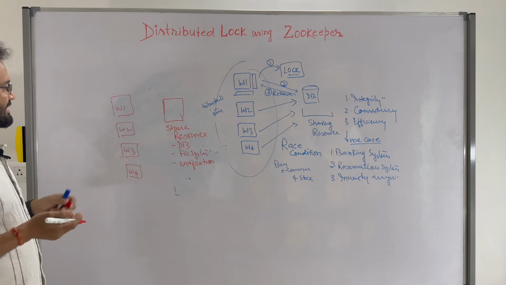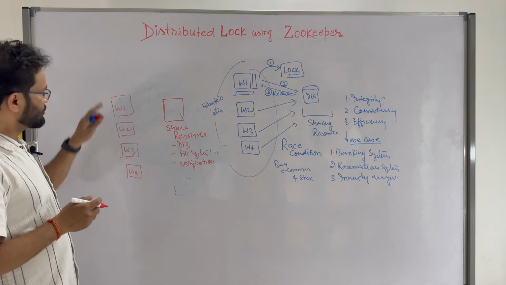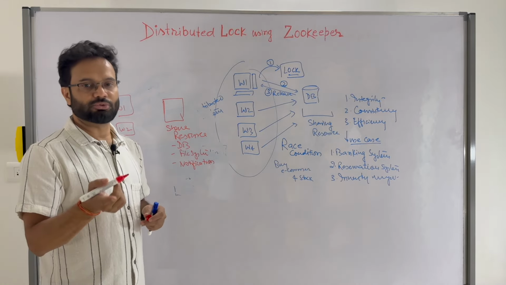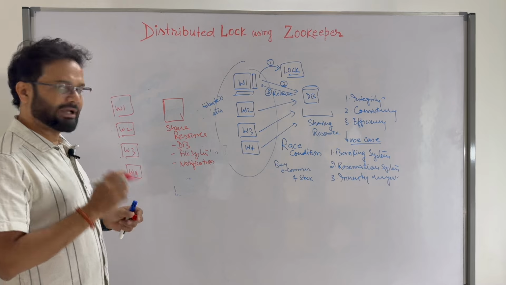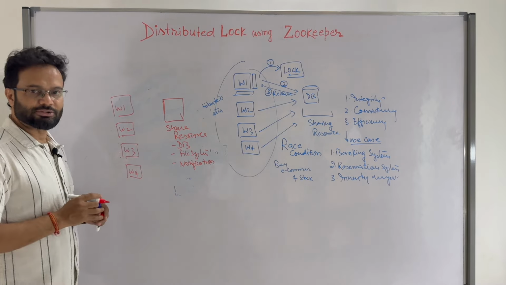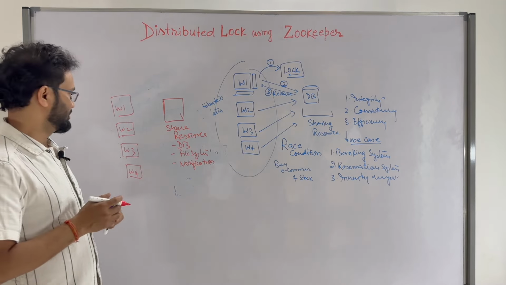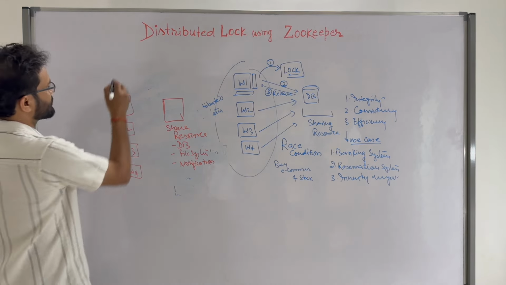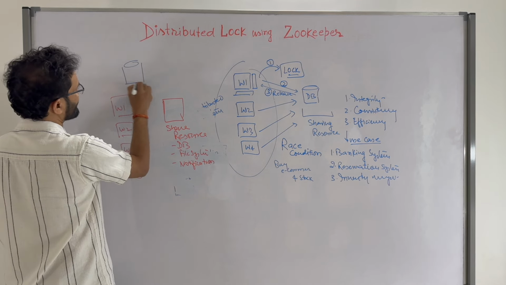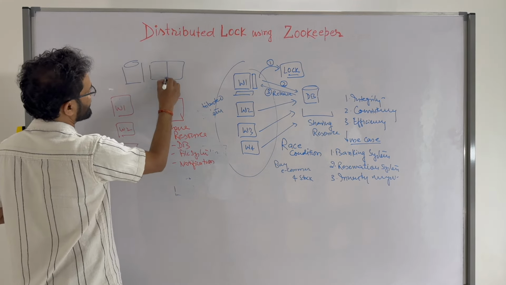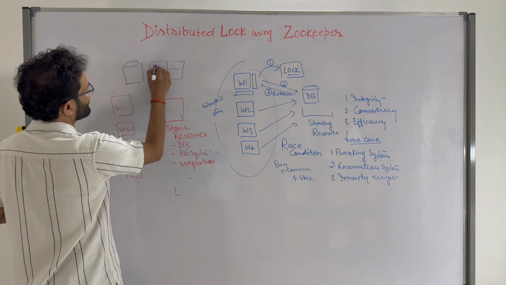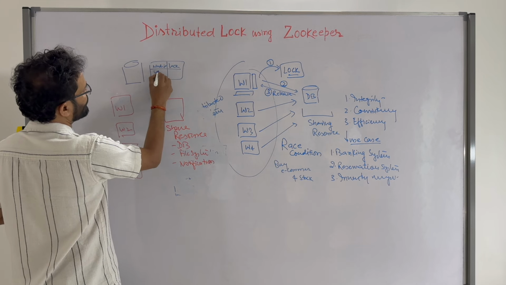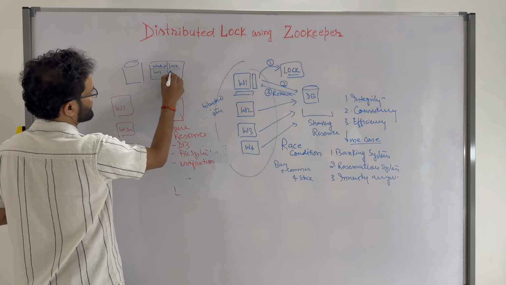As I said, for some use cases the task should be done by only one person, or at a time only one person should execute that task. This is a better definition: at a time only one node, one process, should execute that task. So suppose W1 wants to execute this task. What we would do is maintain some database. In the database we have one table with node ID and lock. So I will say W1 wants to lock.